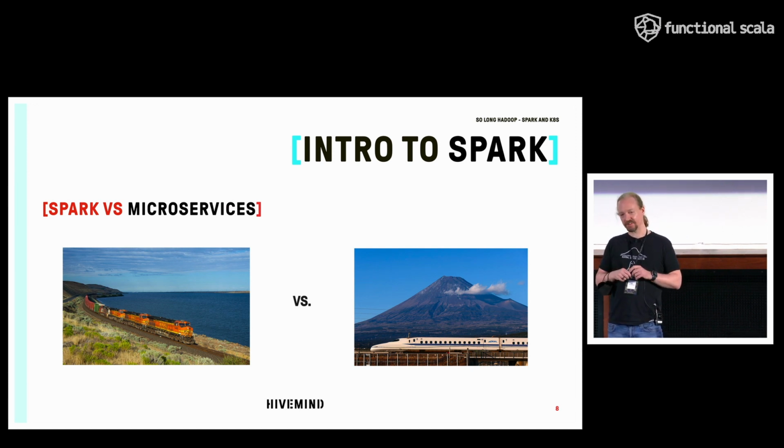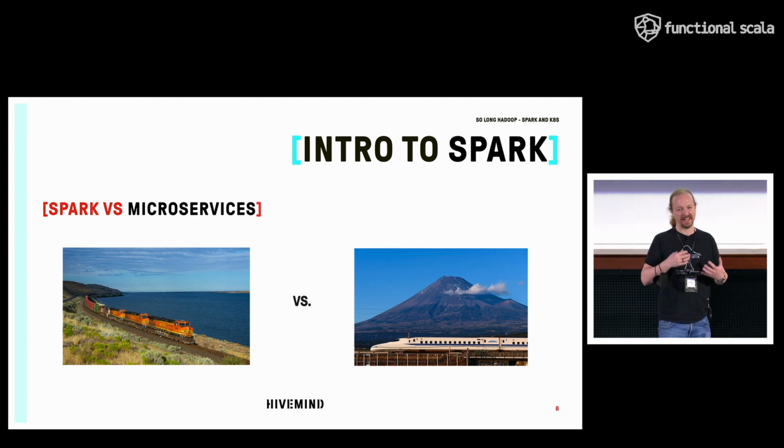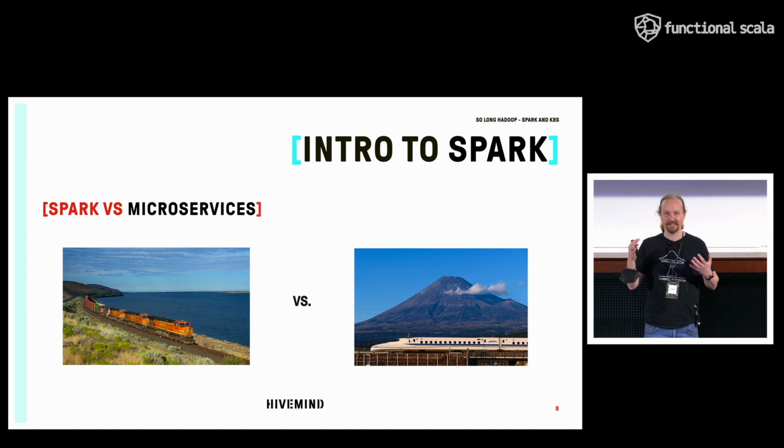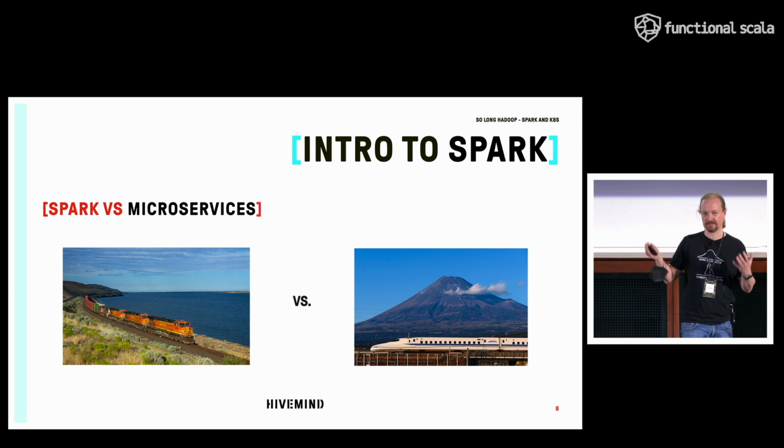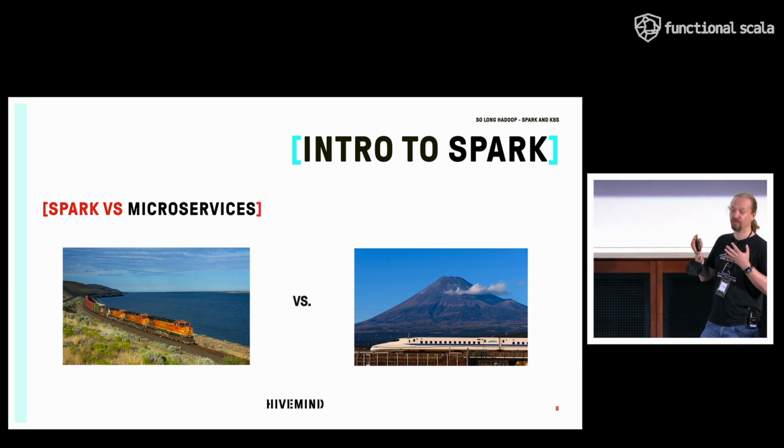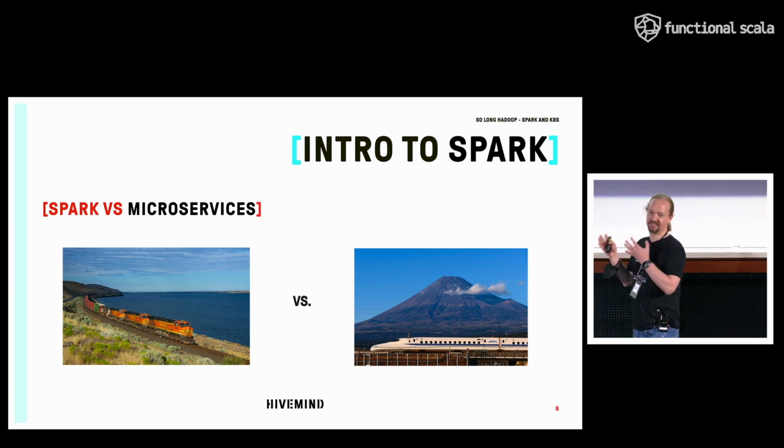But it's not very pretty, right? So if we look at ZIO, for instance, at this conference, and we talk about pure functional programming using monadic composition, et cetera, that's not really Spark. So if you want to think about Spark versus ZIO and microservices and other frameworks, Cats Effect, et cetera, it's a bit like comparing a freight train with a slick, high-speed train, right?